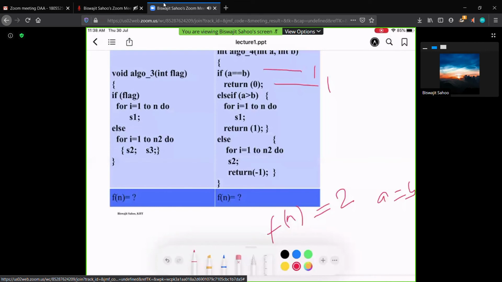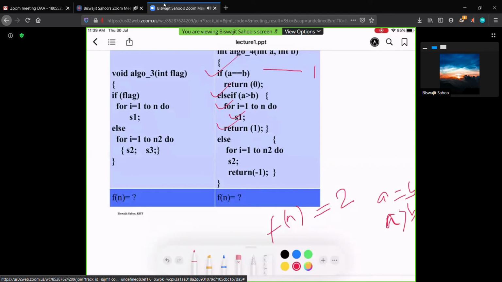Now let's consider a greater than b. When a is greater than b, we will not execute this return statement. We will execute this else if statement, this for statement, and S1. If it is greater than b, we must execute the if condition. It will become false, and the else if condition will become true. Remember, else is not an executable statement, but else if is an executable statement.